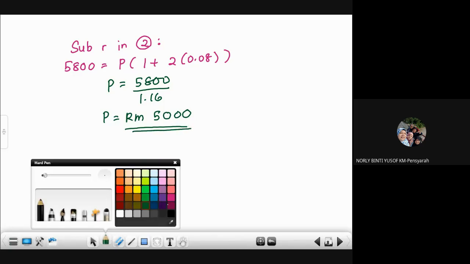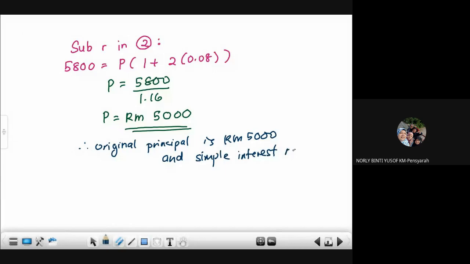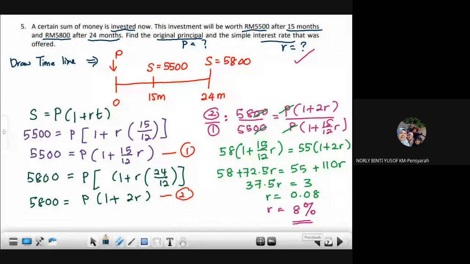Okay. Sama, walaupun dah selesai, kena cakap lah in words because this is solving problem on mathematics finance. Kena tulis, original principal is 5,000 and simple interest rate is 8%. You dapat untuk R dan P. Cara you nak selesaikan.